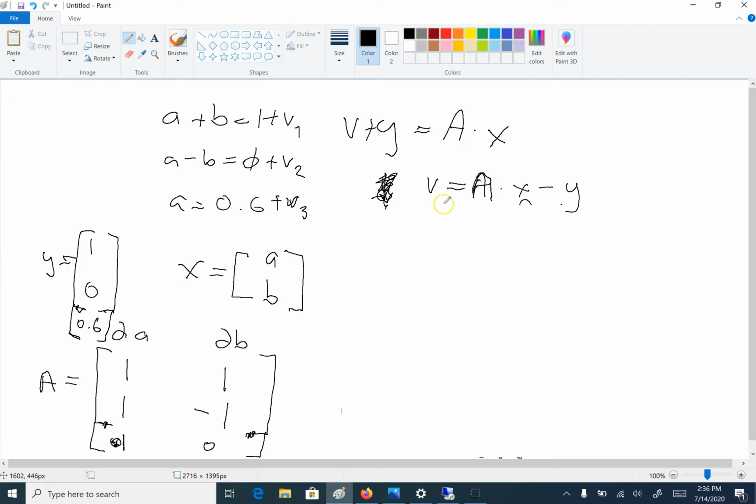And our stipulation is that the sum of the squares of the residuals is going to be minimized. And we can represent the sum of the squares of the residuals in vector form as v transpose times v. And that's going to be basically the sum of the squares of the residuals.